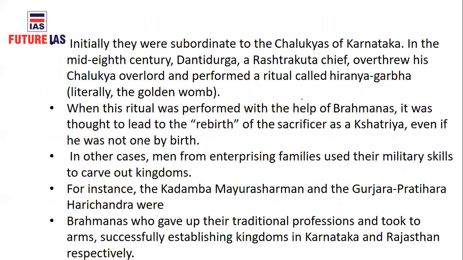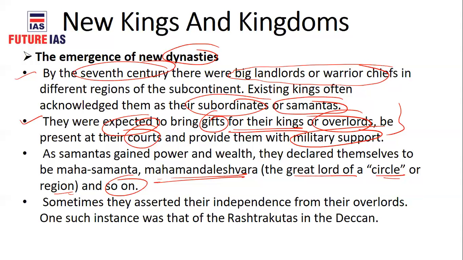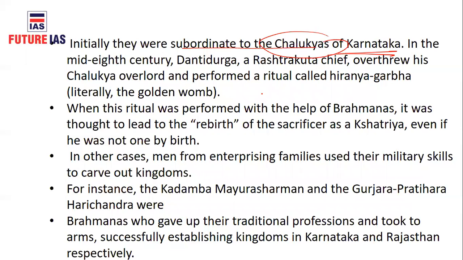And you must understand, initially they were subordinate to the Chalukyas of Karnataka. All right. So when we talk about the Rashtrakutas, how the Rashtrakutas came to power in the Deccan, first of all, you must understand that the Rashtrakutas initially were subordinate to the Chalukyas of Karnataka. All right. So in the middle of the 8th century, there was a Rashtrakuta chief who was also known as Danti Durga, right?